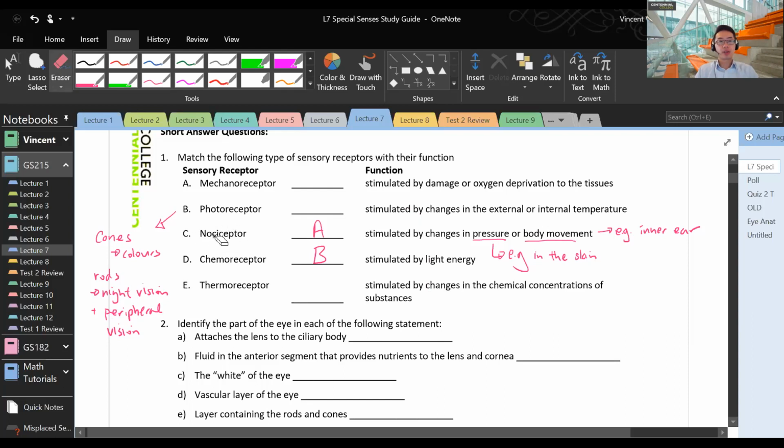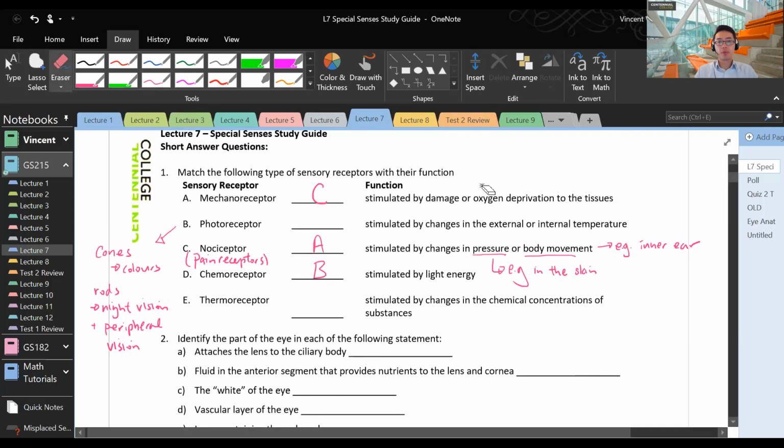Okay, next one, nociceptors. That's just another fancy word for pain receptor. They are responsible for detecting damage or oxygen deprivation to tissue. If there is reduced oxygen supply to a particular organ, for example, it's going to start to hurt, right? And that is detected by the nociceptor.